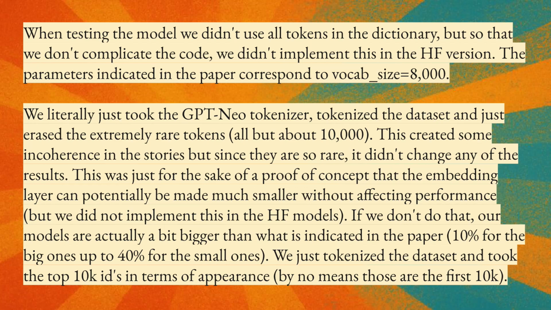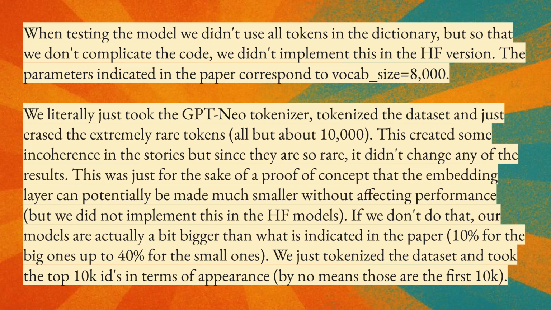Something I noticed during the Tiny Hackathon, which I dug into a little more, is that on the Hugging Face model and dataset cards, Ronen Eldan, the main author of the TinyStories paper, has left a lot of information in the discussion forums, answering people's questions. So I'm just going to read out some of this. They didn't use all the tokens in the dictionary when testing the model. The parameters indicated in the paper correspond to a vocab size of 8,000.